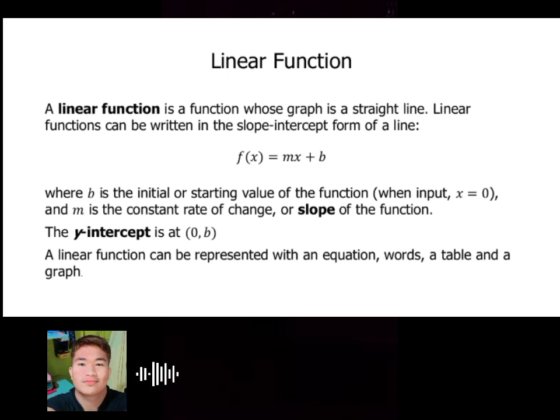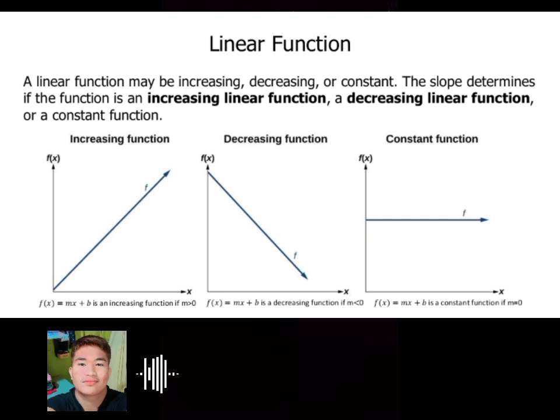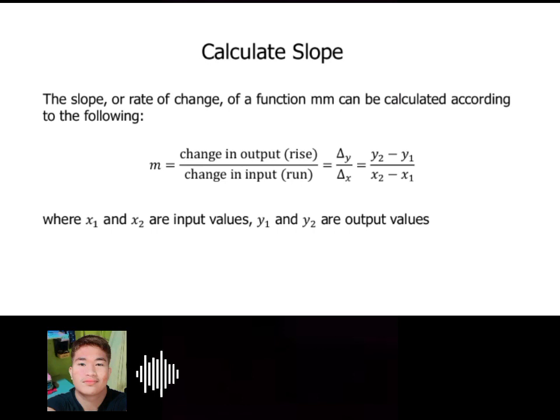A linear function can be represented with an equation, words, a table, and a graph. A linear function may be increasing, decreasing, or constant. The slope determines if the function is an increasing linear function, a decreasing linear function, or a constant function. An increasing function is shown in table 1, a decreasing function in table 2, and a constant function in table 3.